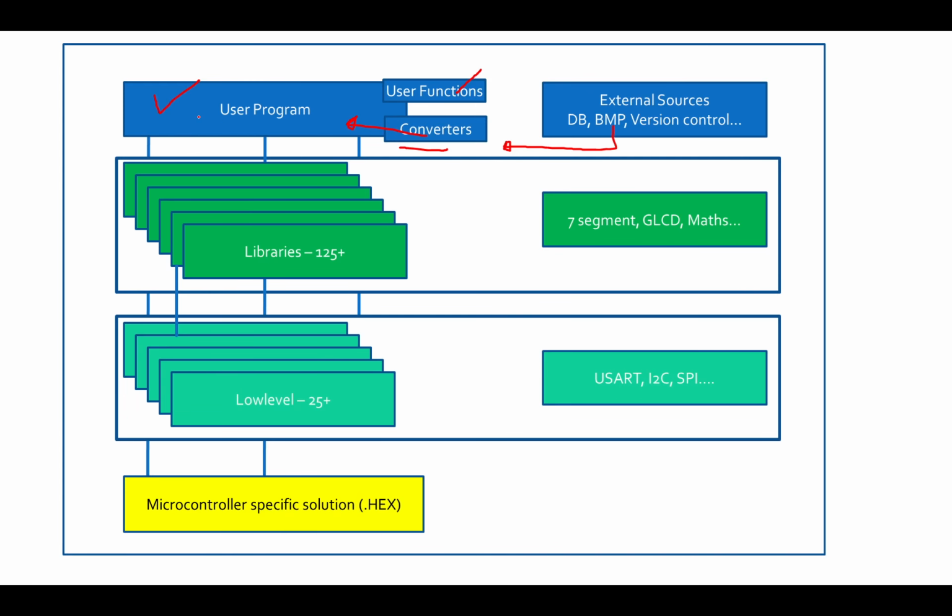As we write GLCD functions, and as we use them, they come into the libraries, and there's about 125 different libraries, which include one for GLCD, and they're optimized in terms of how much memory they take up. But you could write your own. These are library functions. Those libraries in turn use lower level functions and capabilities like I²C. And then the compiler pulls all that together to generate your machine specific hexadecimal file.